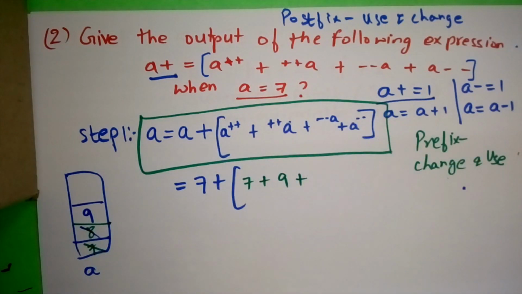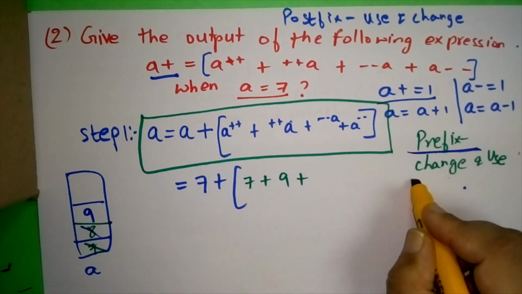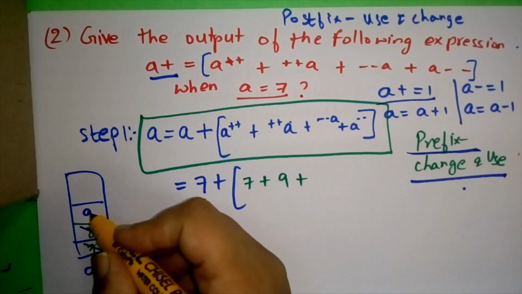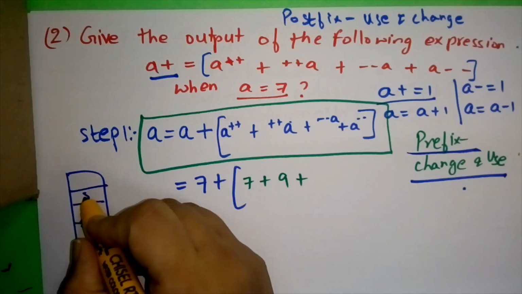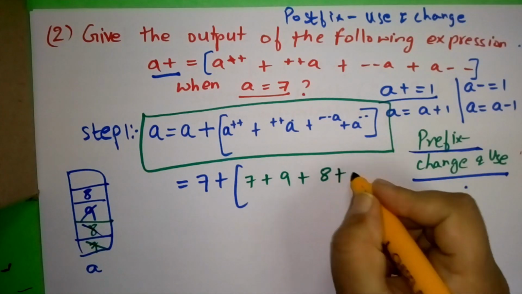Now we have a minus minus a. It's a prefix decrement operator. Again this paradigm: change and use. So 9 goes out here. It becomes 8. So I need to put the value of 8. Understood? And then I have plus a minus minus.